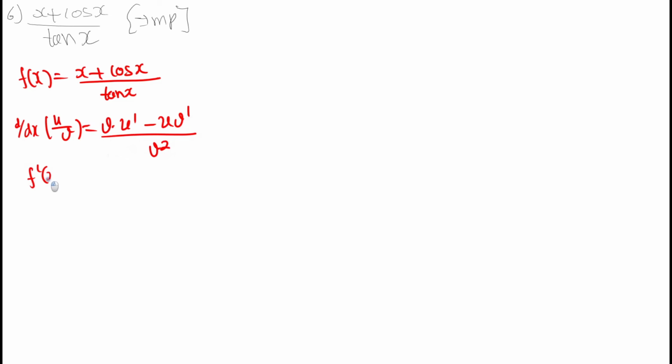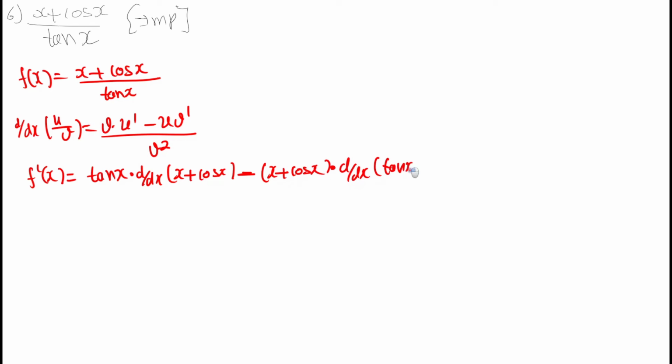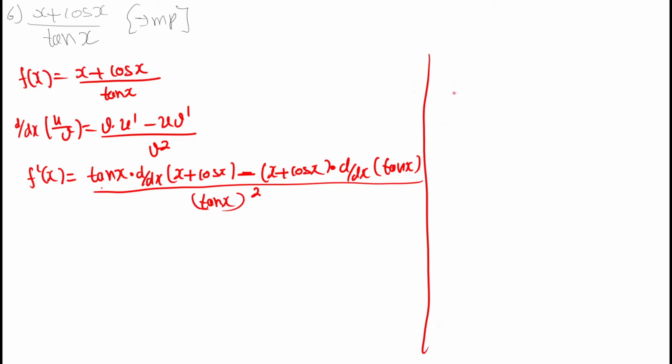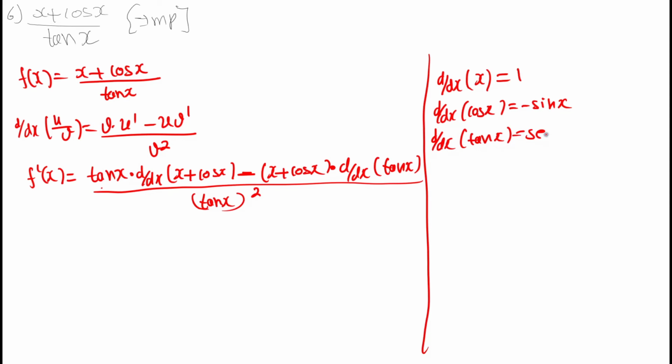So that f dash of x is equal to, see, denominator tan x into derivative of the numerator is x plus cos x, minus numerator, that is x plus cos x, into derivative of the denominator is tan x, divided by denominator square is tan x whole square. Now write the derivatives. Just remember d by dx of x is equal to 1, d by dx of cos x is equal to minus sin x, and d by dx of tan x is equal to secant square x.